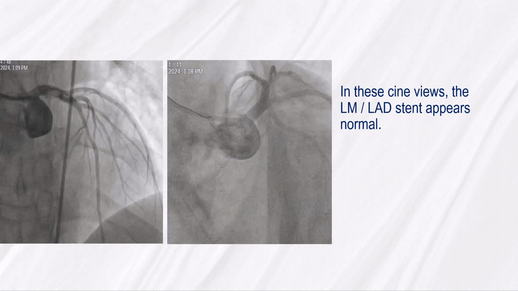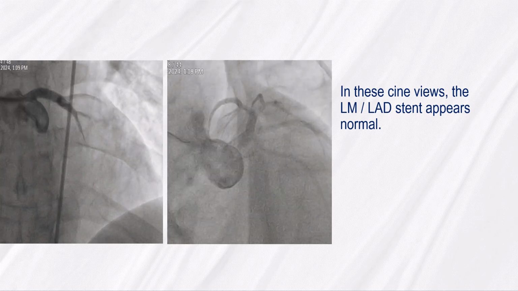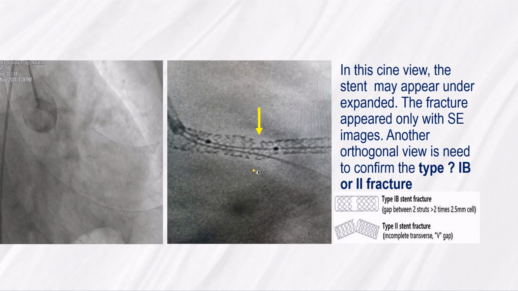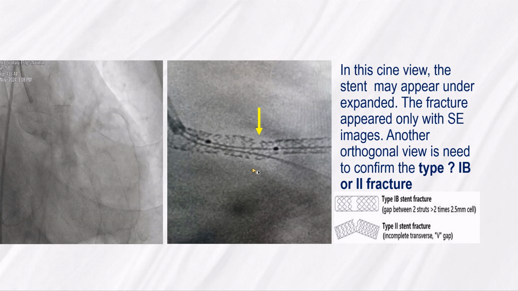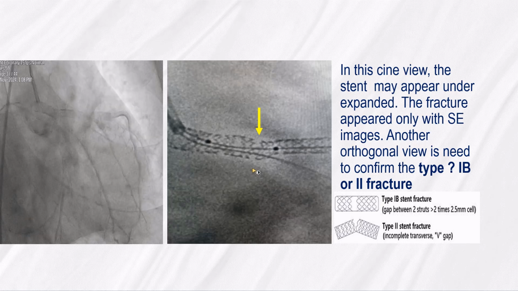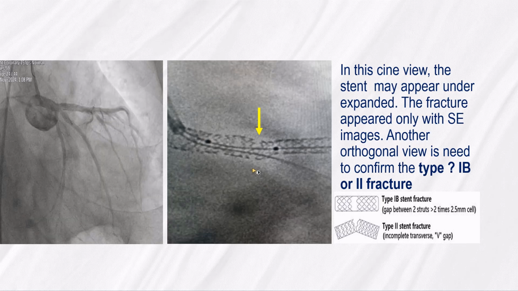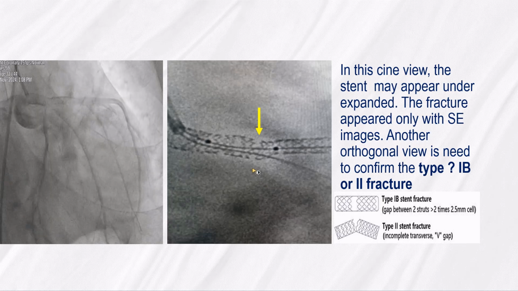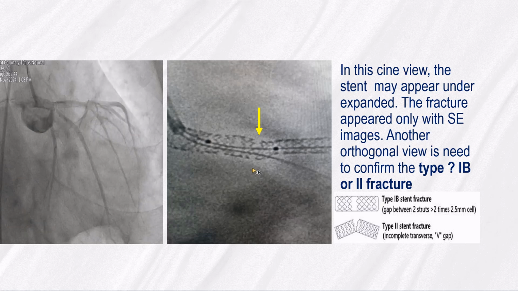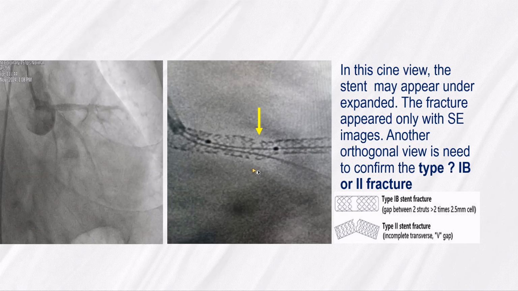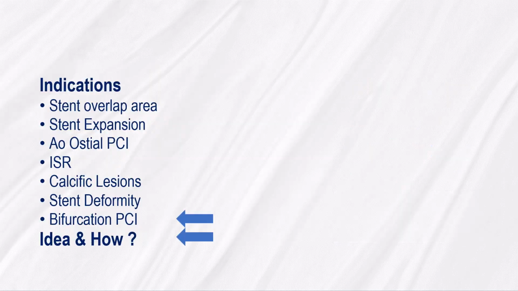In these cine views, the left main LED stent appears normal. Under-expansion may be seen in the cine view in this image. Yet, fracture appeared only with enhancement images. Another orthogonal view is needed to confirm the type. It is type 1B or 2 fracture. If there were no stent enhancement images taken, there would have been non-compliant balloon dilatation due to this under-expansion, with more progression of the fracture.